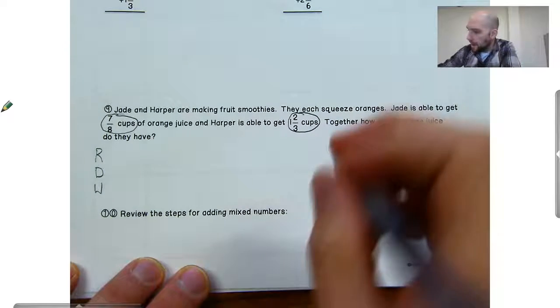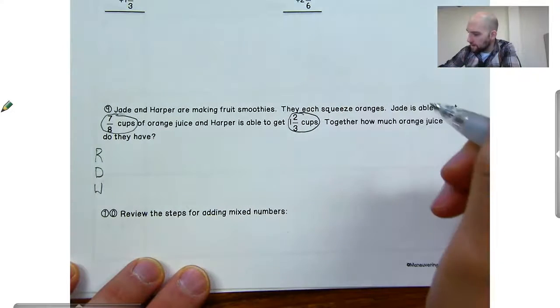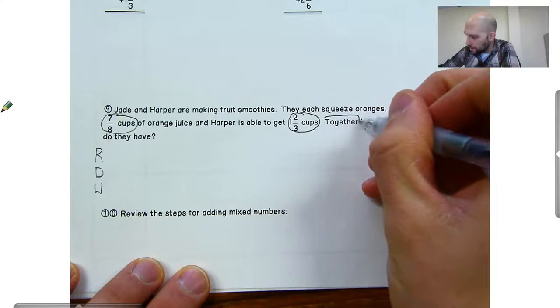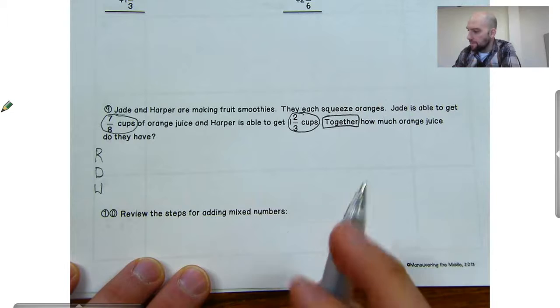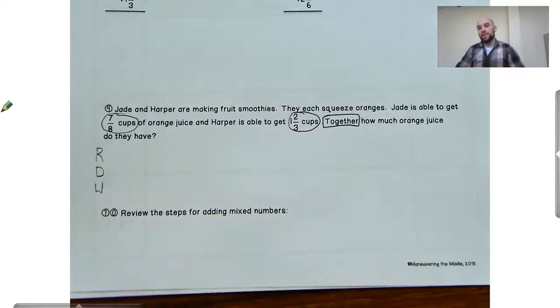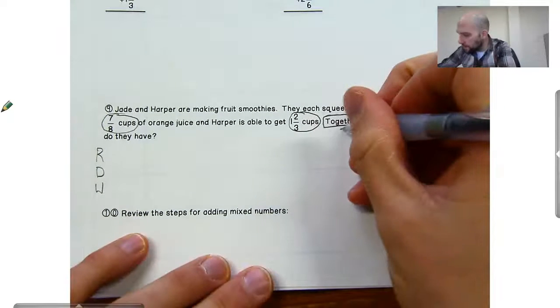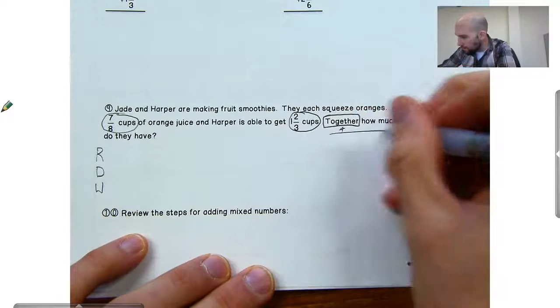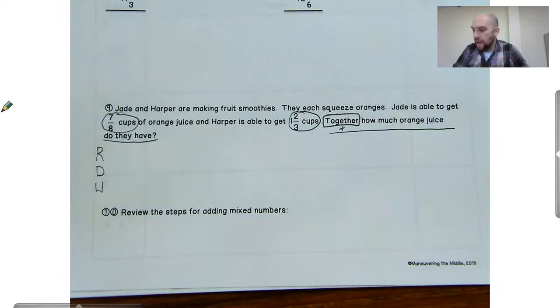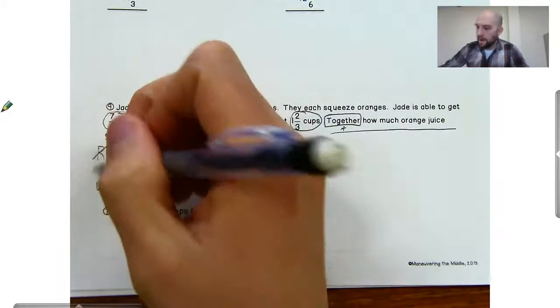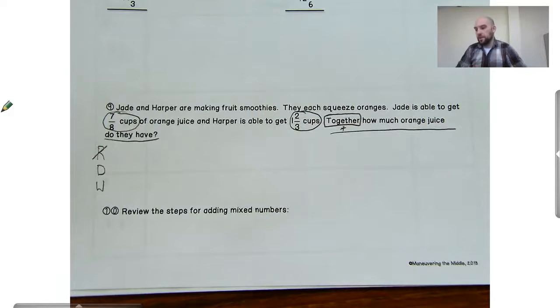And then I'm going to box my words that tell me what I'm doing here. It says together, how much orange juice do they have? So if I'm putting those numbers together, that tells me that I'm going to be adding. Now I'm going to underline my question here: together, how much orange juice do they have? So I've read my problem and annotated it. Now I need to draw a picture.